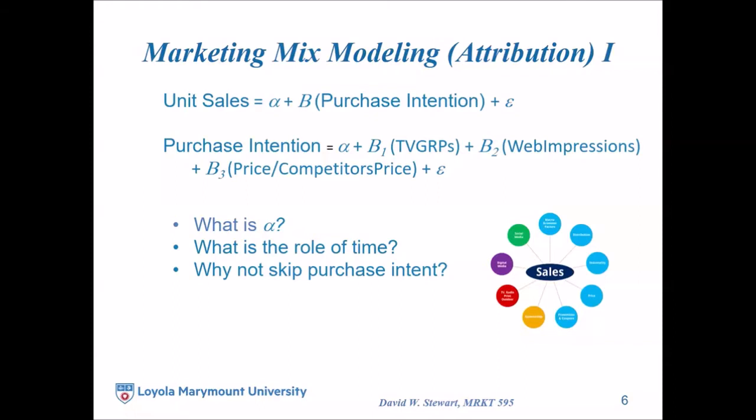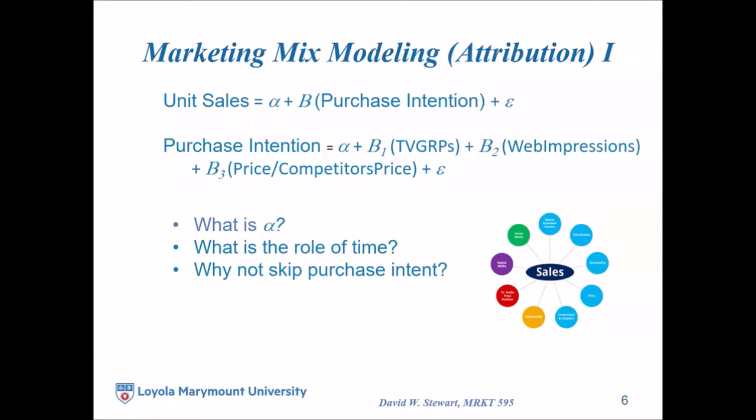Here's another example. We might decide that in addition to estimating unit sales using purchase intention, we might also want to estimate purchase intention using information about our marketing program. So I measure purchase intention, and then I ask, what's the relationship to the GRPs I buy in advertising, my broadcast advertising? What's the relationship to the number of web impressions, the number of times people go to my website, see what I have to say? And what's the relationship to price relative to my competitor's price?